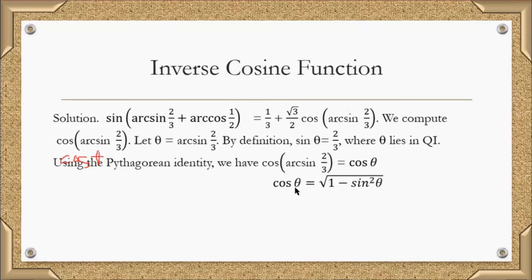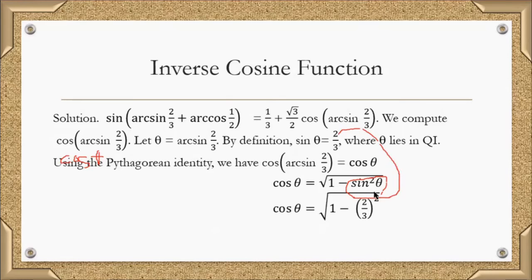So, cosine theta is equals to square root of 1 minus sine squared theta. Okay? 1 minus sine squared theta. Then, meron tayong value ng sine theta. Ang value ng sine theta natin ay 2/3 because we define arc sine 2/3 as sine theta equals 2/3. So, pwede natin siya i-substitute. Yung 2/3, pwede natin i-substitute dito sa buong ito.